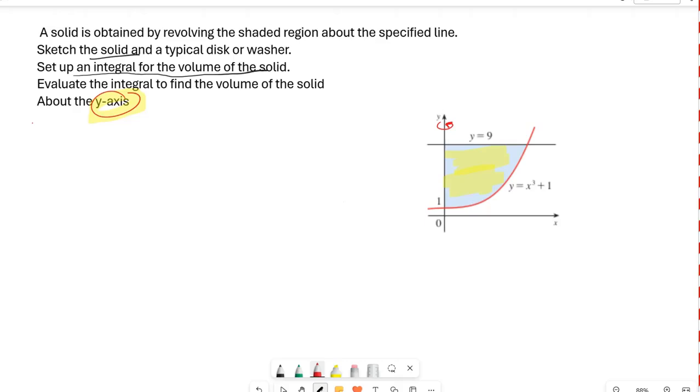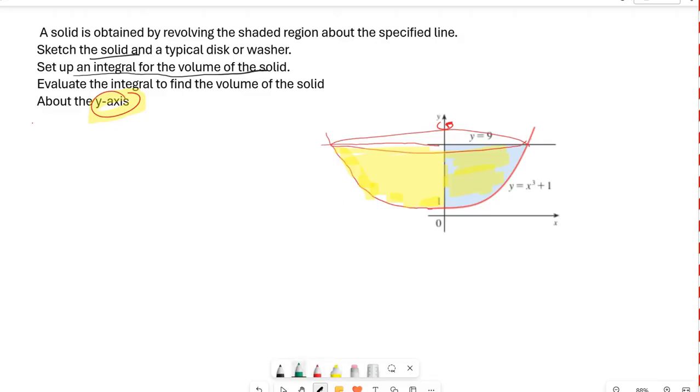So a way of drawing that solid is to draw the mirror image of this shape over the y-axis. Okay, so let's try to draw. I drew the mirror image, and to show the rotation, you're going to draw a little circle here. So this is your solid of rotation basically, right?